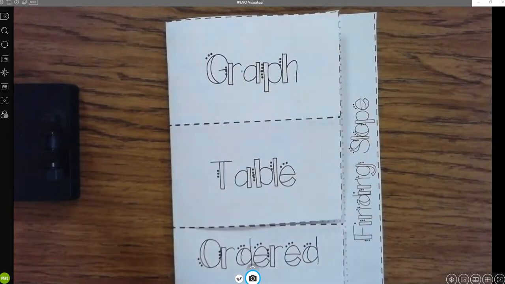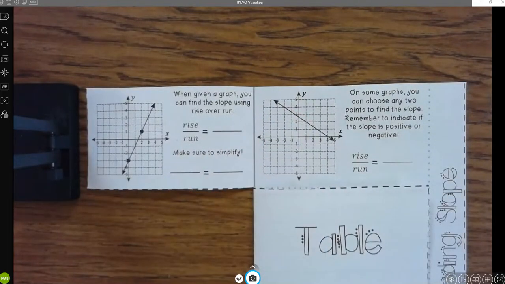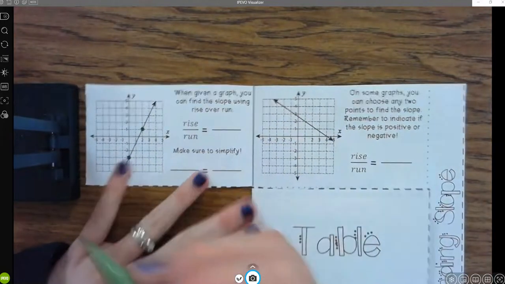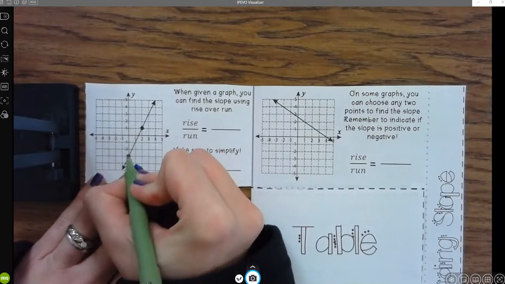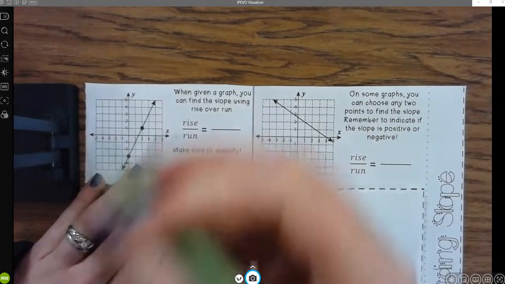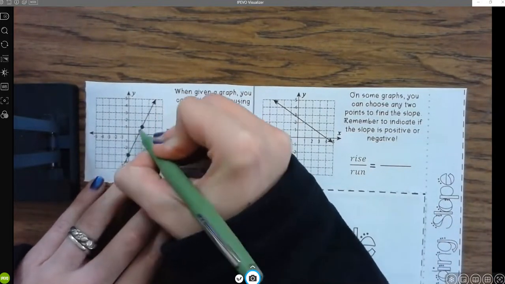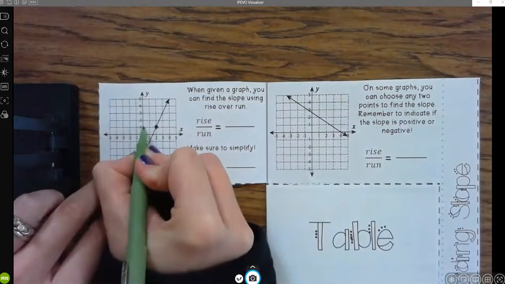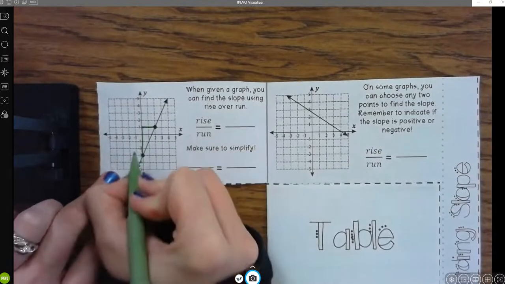So first we're going to find slope from a graph. When given a graph, you can find the slope using rise over run. How we do that, you always move from left to right, and so your rise is going to be up or down. That's the only movement you can make first. So to get from this point to this point, we would go up and then over. Just make sure that you're always going left and right last. And then you can count.